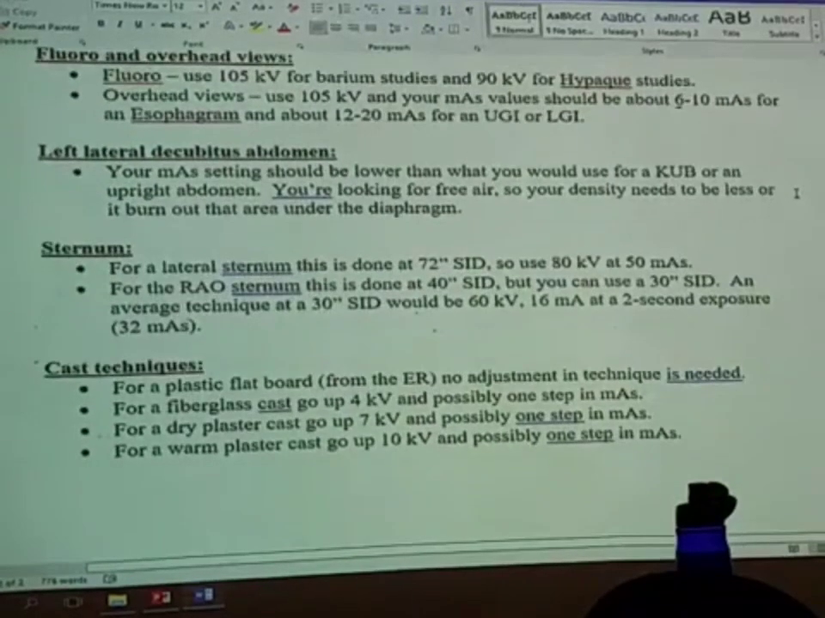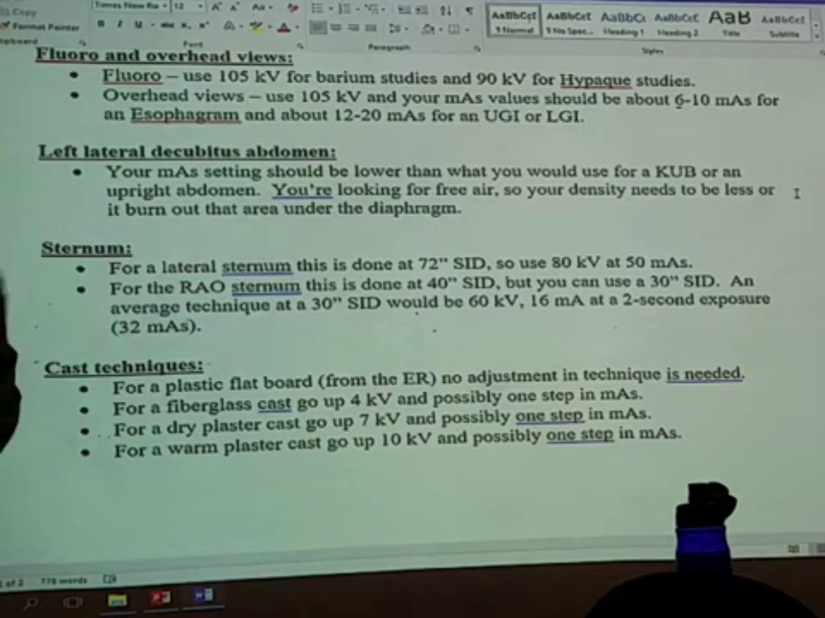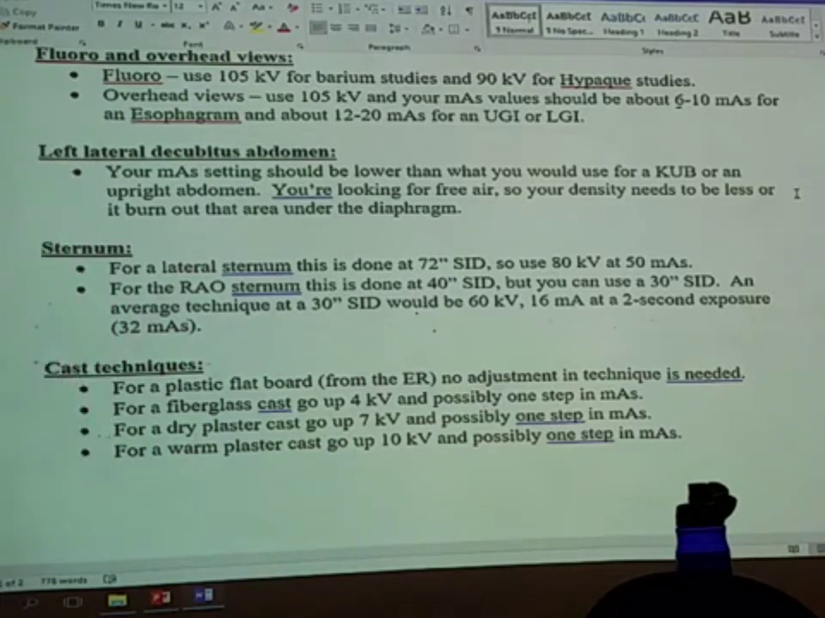And here's just some overhead values if you were going to take some overheads for an esophagram or an upper GI. The only other note here, I said for when you're doing the KUB abdomen, you're looking for free air, so it'd probably be a good idea to go down a step or two from your setting for your KUB because you don't want to burn out the air. That's the key thing on that one.